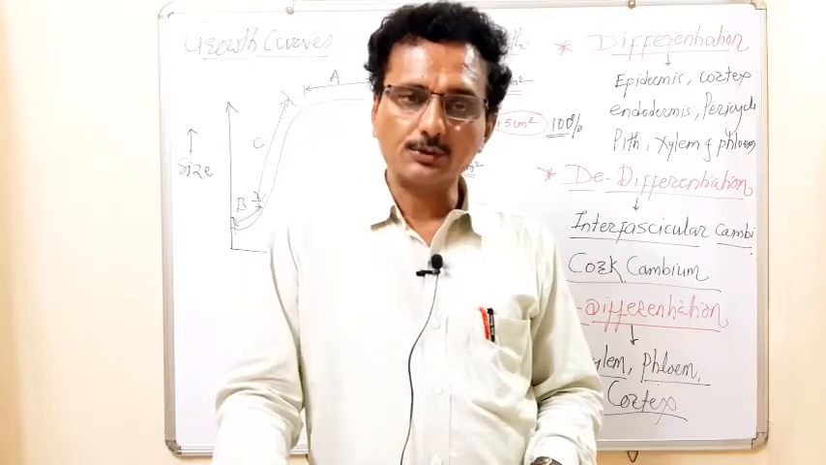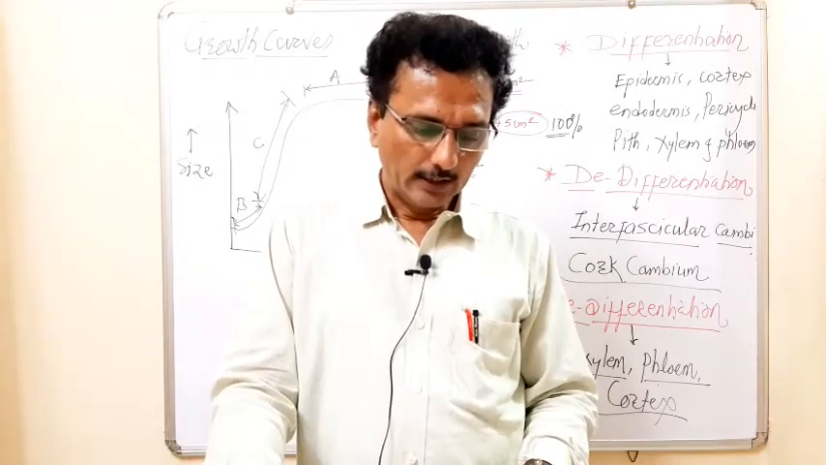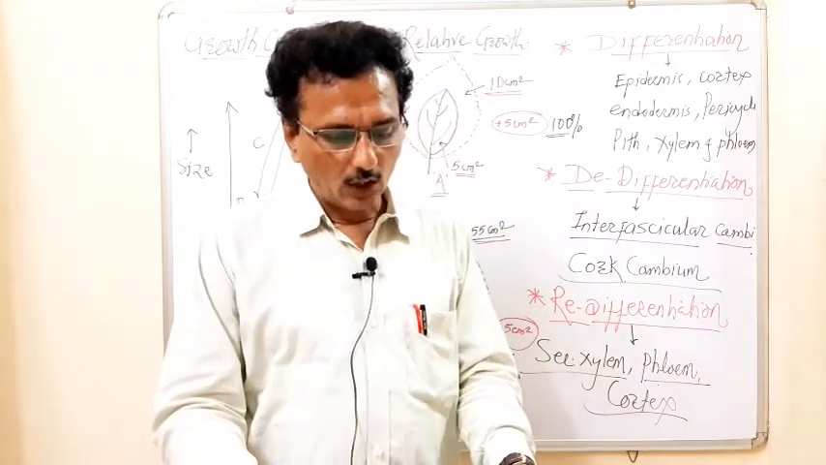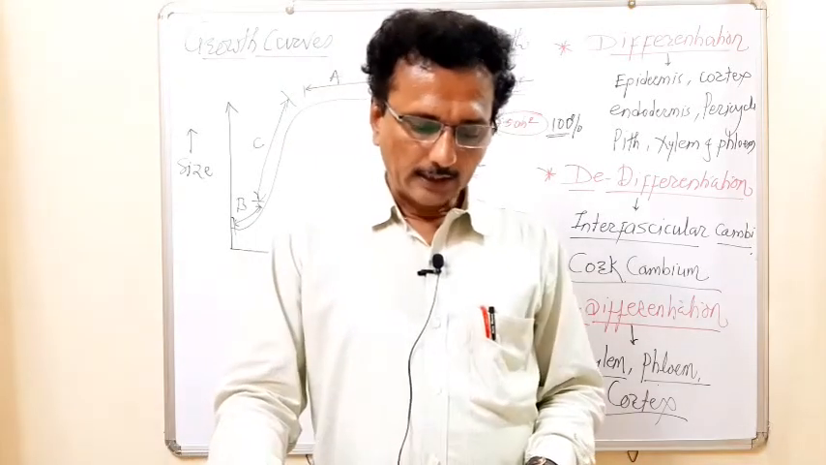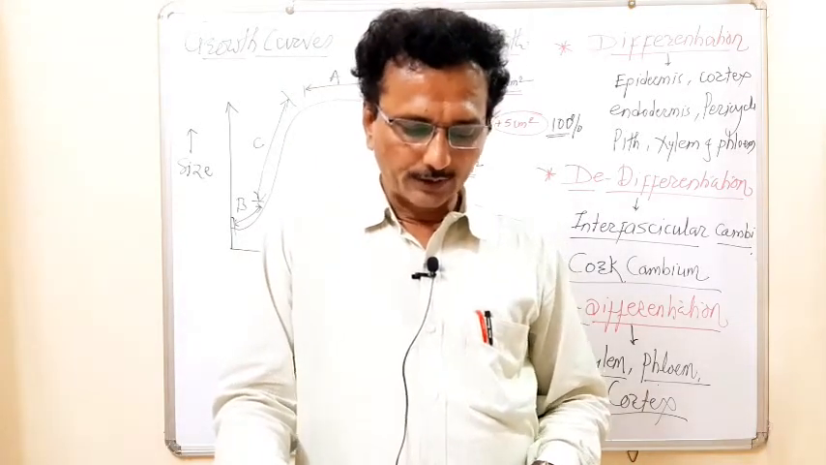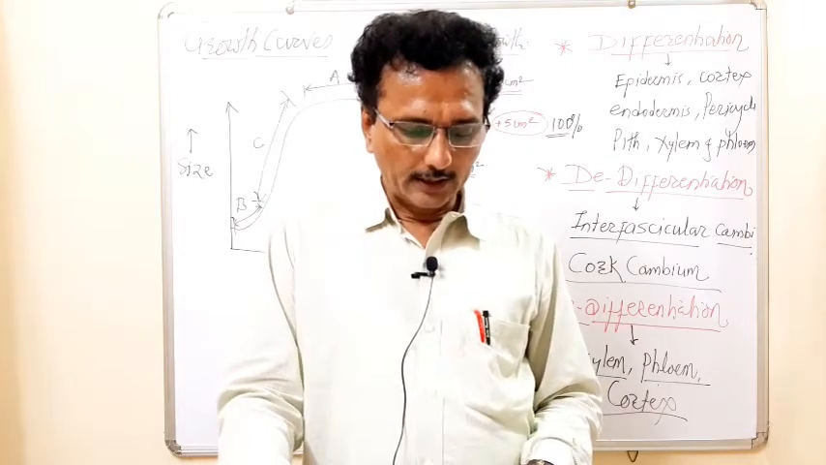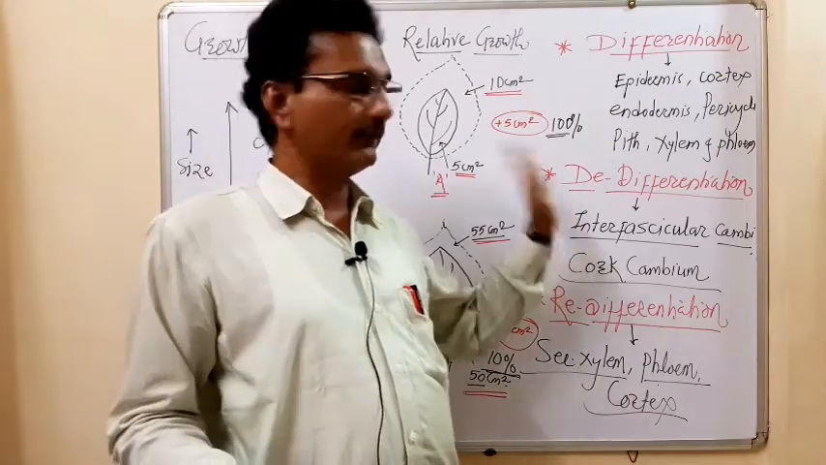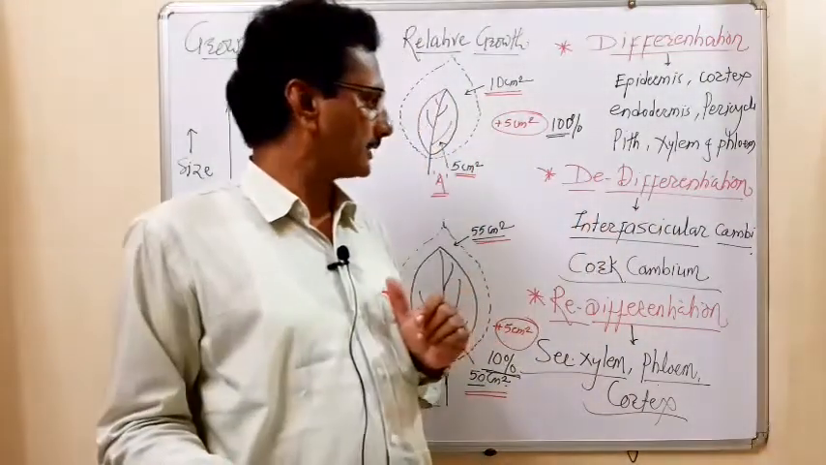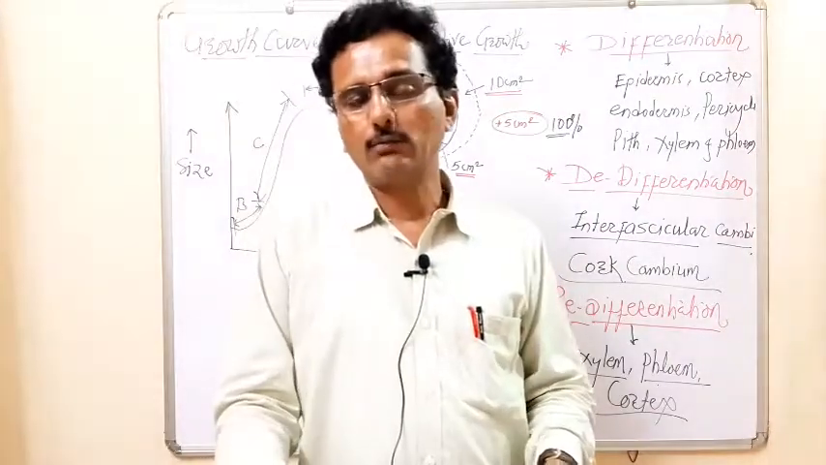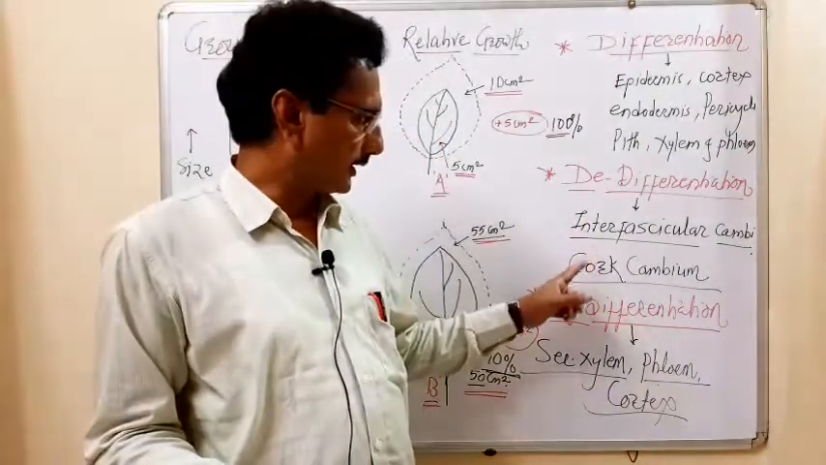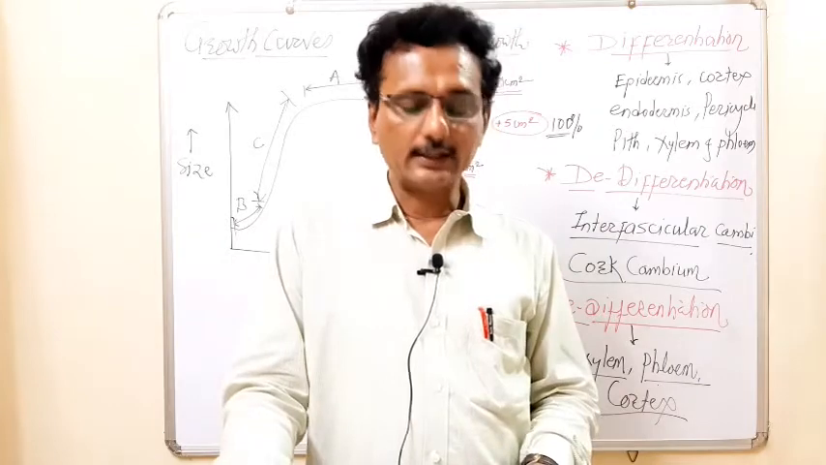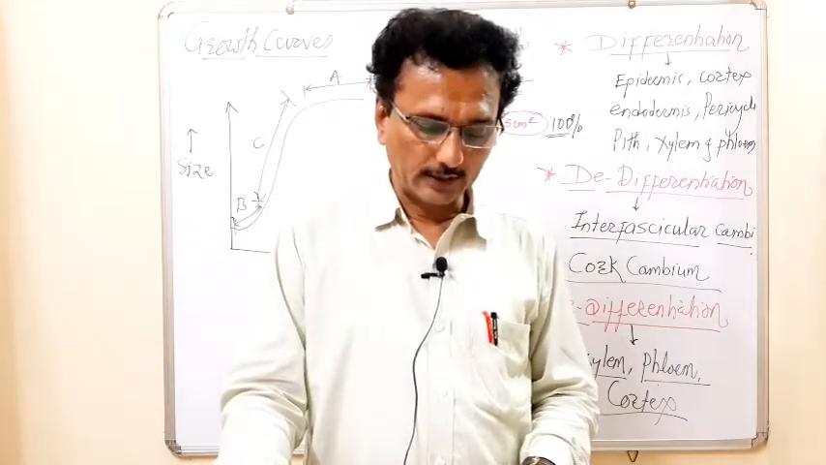Then the next question number 23. Living differentiated cells which have otherwise lost the capacity to divide can regain the power of division under certain conditions. This phenomenon is termed as dedifferentiation. Meaning the parenchyma cells regain the power of division, and they form the interfascicular cambium and cork cambium. So what is the correct answer, student? It is dedifferentiation. The second option is your correct answer.